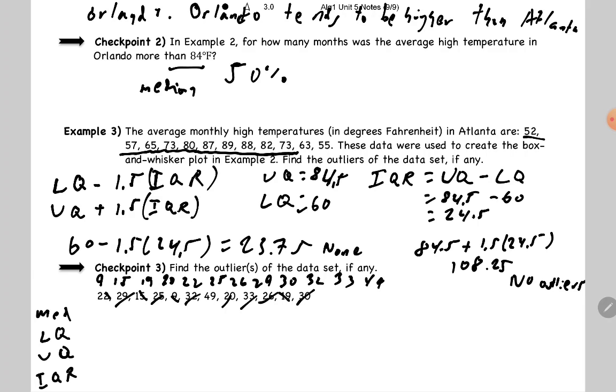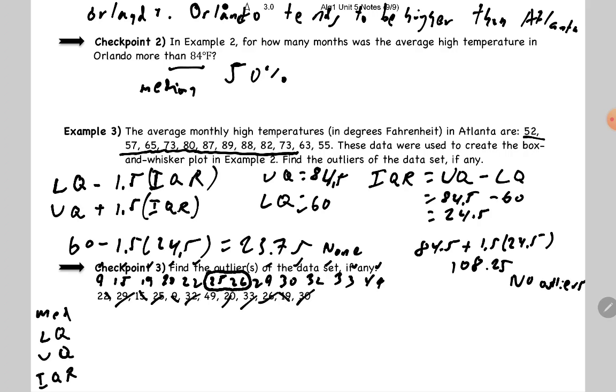Okay, so in the middle, 1, 2, 3, 4. 1, 2, 3, 4. 1, 2. Okay, the middle are these two numbers.